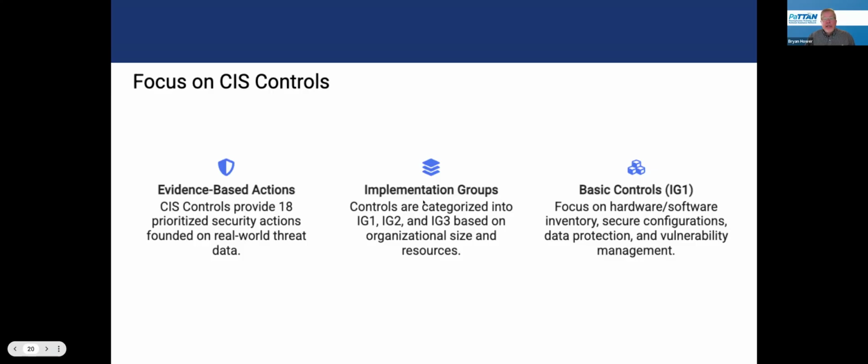What makes CIS unique is its adaptability and prioritization. It recognizes that not all organizations have the same resources or risk exposure. To address this, the controls are divided into implementation groups: IG1, IG2, and IG3. IG1 represents the essential cyber hygiene practices suitable for small to mid-sized organizations or initial implementations. These include asset inventories, secure configurations, basic access management, and continuous vulnerability assessment.